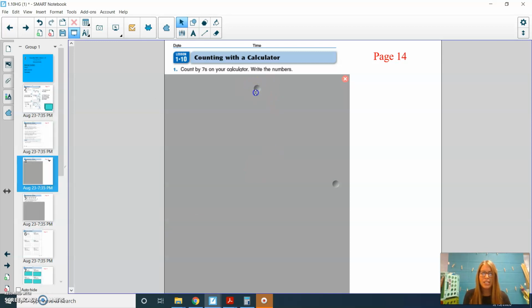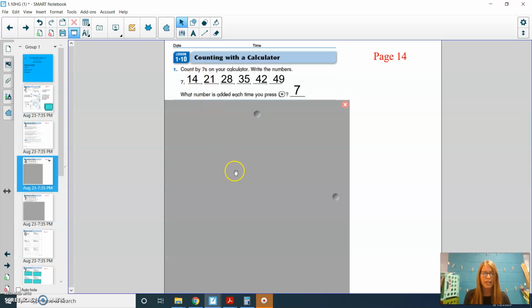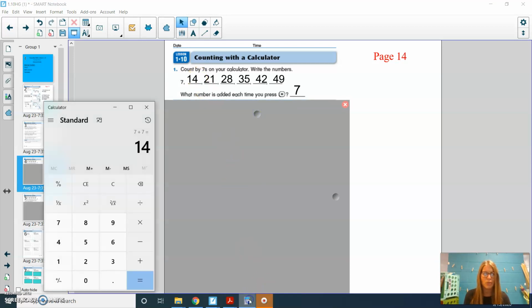And then I'm going to continue hitting equals, and each time I'm going to plug in my number on the line. So I'm going to show you one more time. Since my first one was 14, I wrote down 14. Then watch again, I'm going to hit equals, and then I have 21. Equals 28. Equals 35. Equals 42. Equals 49. Notice how the number that's added each time I press equals is 7. Okay?